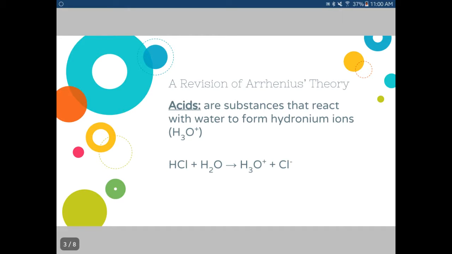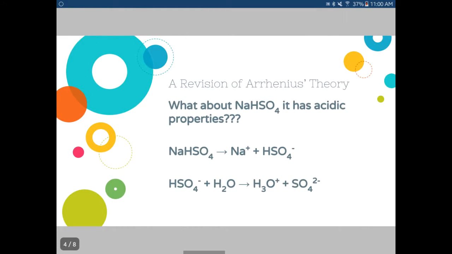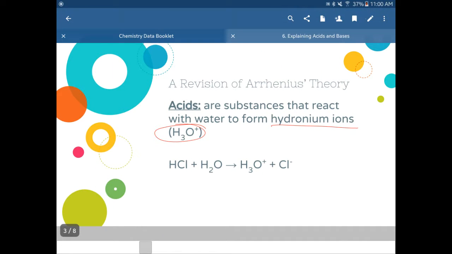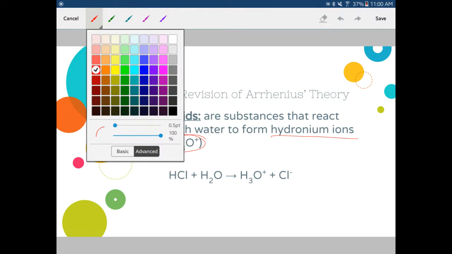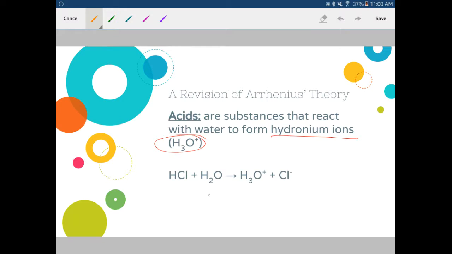So initially, we have substances that are acids that react with water to form these hydronium ions. Again, these are H3O+ ions. So in our example, our hydrochloric acid and our water creates H3O+ and chloride ions. So again, we have this negative ion being formed, and we also have our hydronium ion being formed. So this is now what we know acids to be.